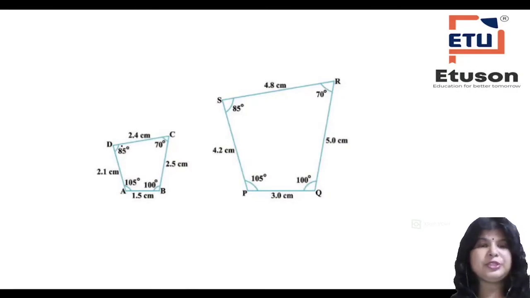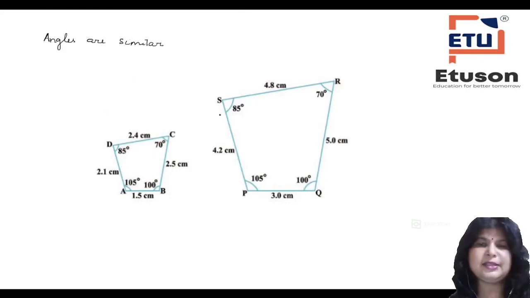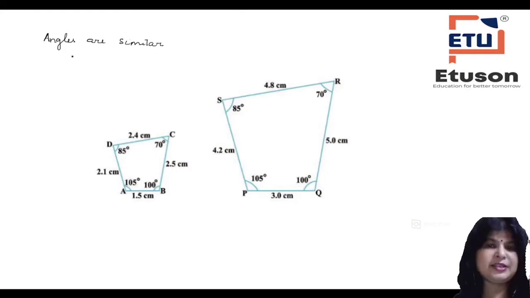So now you check. Here side CD is 2.4. Here side SR is 4.8, right? So the first thing we have already confirmed: angles are similar, so the first condition is satisfied. For the second condition, now check the representative fraction. What is SR divided by CD? That is 4.8 divided by 2.4, that is 2.